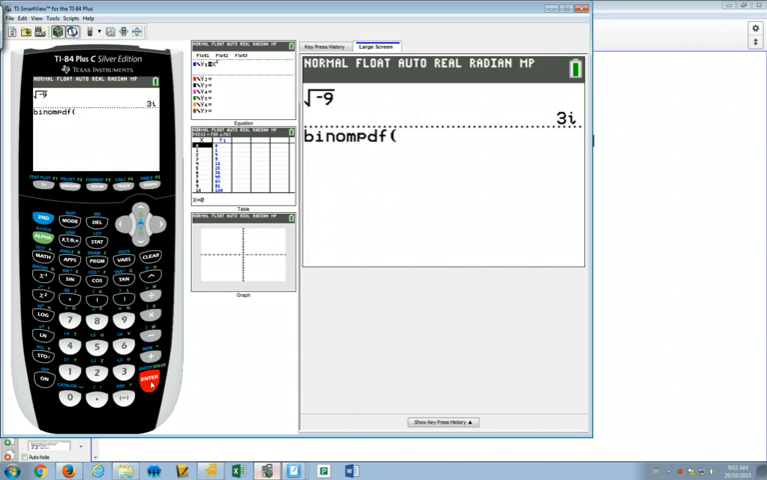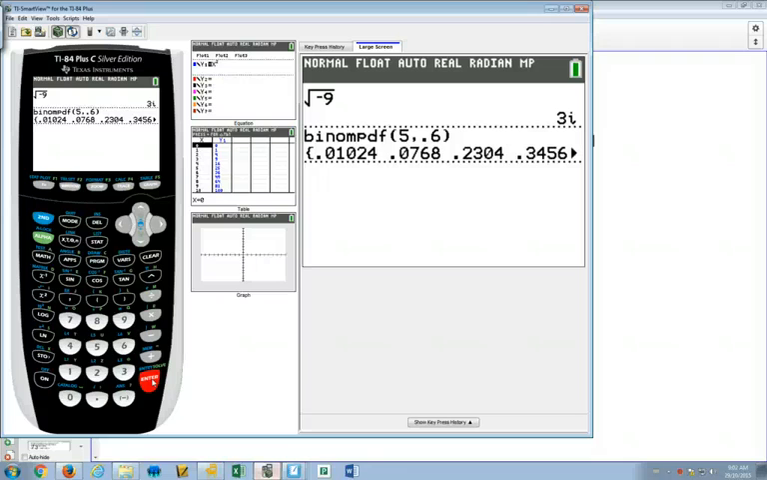So we want to put in the number of trials and the probability of success. So if we do 5, 0.6, which was our last one, what's going to happen is it's going to give us all of our answers. It's going to give us our complete probability distribution chart. What I like to do with this answer is I like to store it often into list 2.